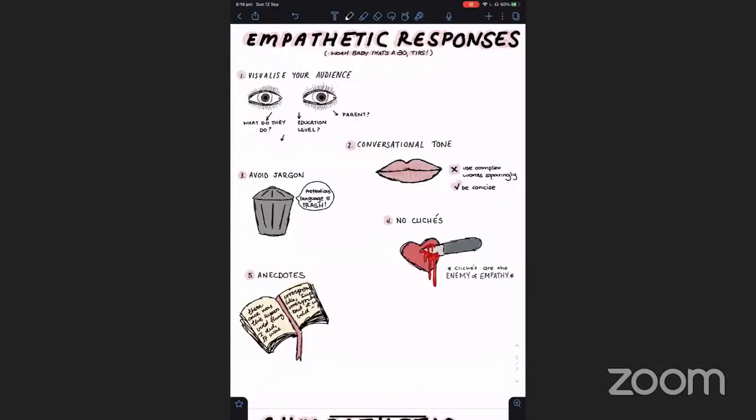Now the question about visualizing your audience. It's not about that, but for the conversational tone. There's the cross, and then what's the end word? I can't quite see it. So you have conversational tone, then underneath you have use complex words sparingly and be concise. Oh, sparingly. Okay. All right, moving on, Joshua.